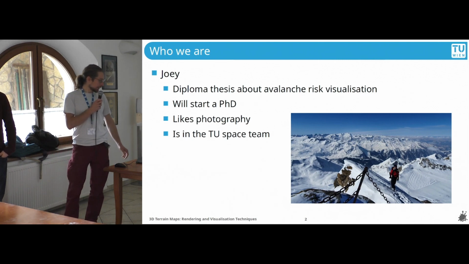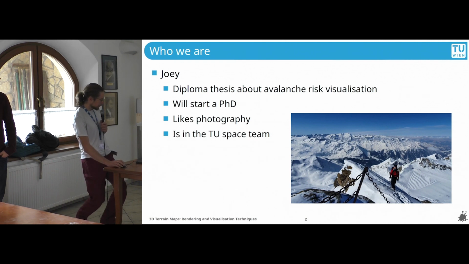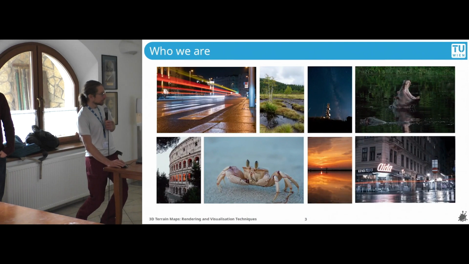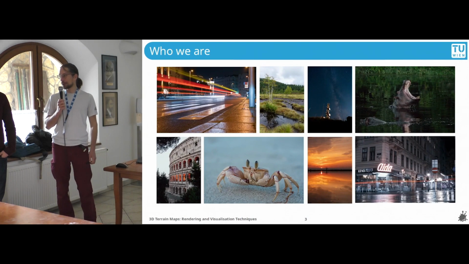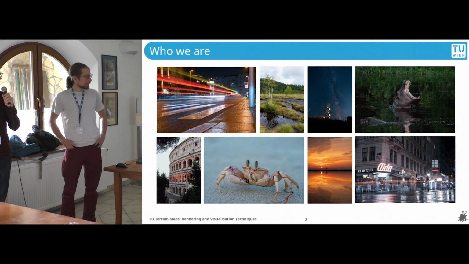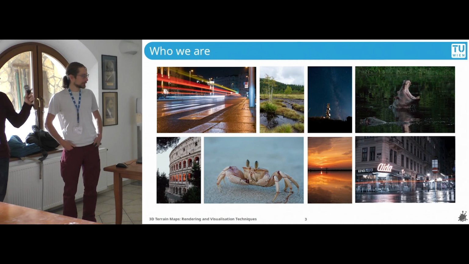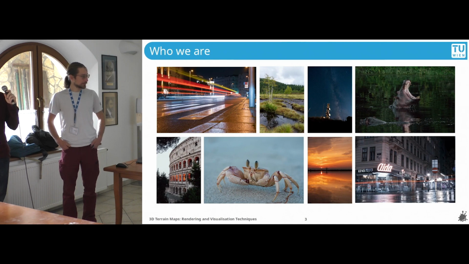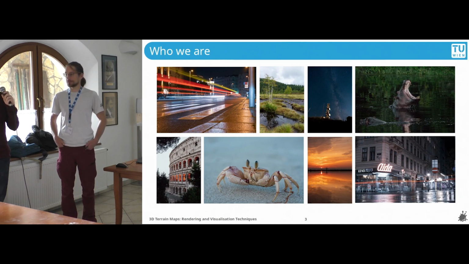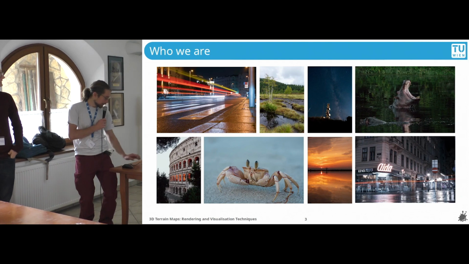And he likes photography, and he's also in the TU space team. And we have some photographs of his. So we want to go super quickly through that. There are surprisingly few terrain or mountain photos in there, but still, I think it's a nice overview. Some of them are from Vienna, some from the Alps. I think one or two you might recognize. The one in the lower left was at the conference in Rome, and then some wildlife from Africa as well. But that's not what the presentation is about. So yes, let's continue.